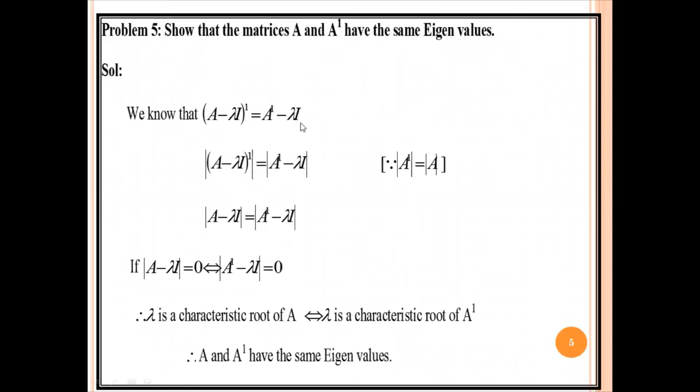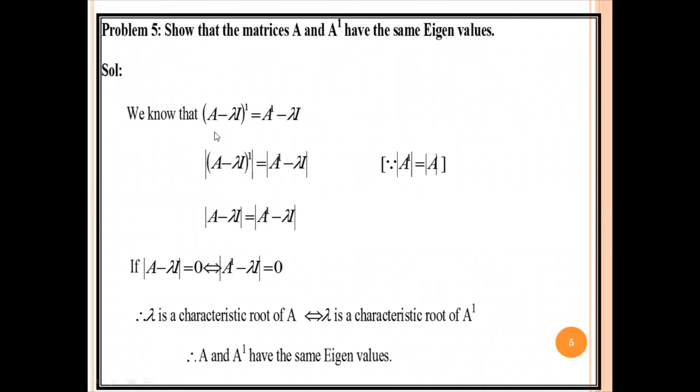we are going to start from a known matrix identity. The matrix (A minus lambda I) whole dash, where dash means transpose. So (A minus lambda I) transpose can be written as A dash minus lambda I, because I transpose is nothing but I itself, as it is a unit matrix. So this is always true: (A minus lambda I) whole dash is nothing but A dash minus lambda I.